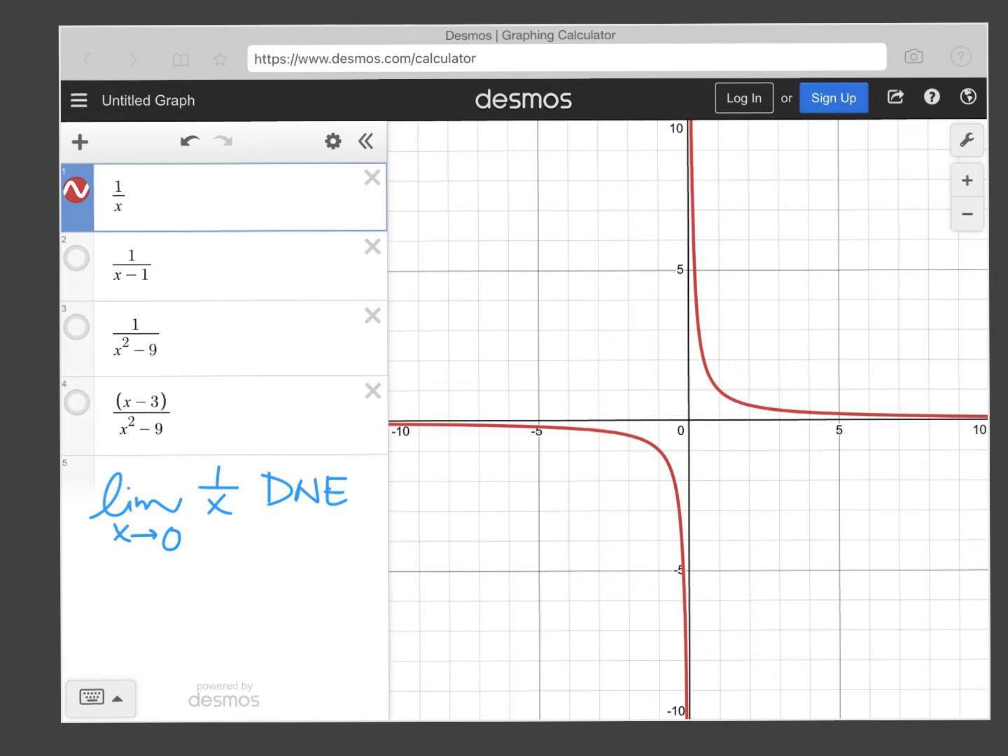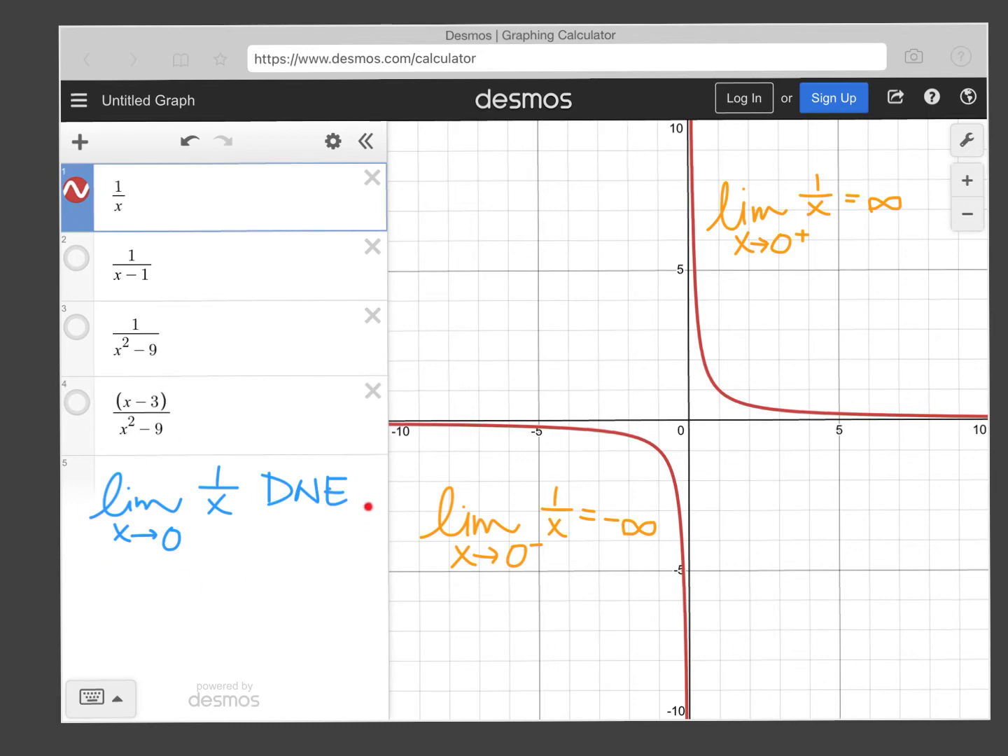Here's how we can write that. We can write the one-sided limits just like this. As we approach 0 from the left, our function goes to negative infinity. As we approach 0 from the right, we approach positive infinity.